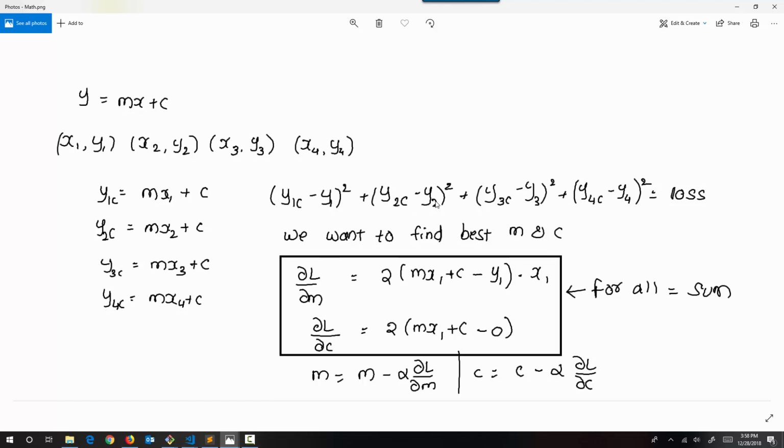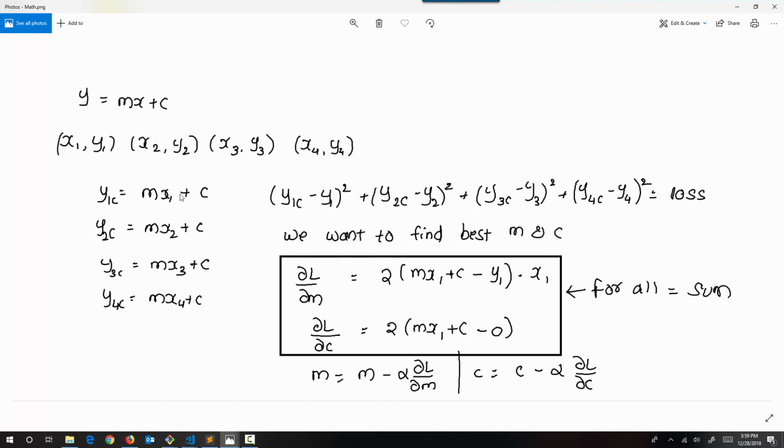Then y2 calculated minus y2, and so on. All this is considered as loss, because if the calculated line is differing by a lot from the actual value, your loss will be more. So that way you find loss. Once you know the loss, all you're trying to do is minimize this particular loss. Basically your equation should minimize this loss. So how do we do that?